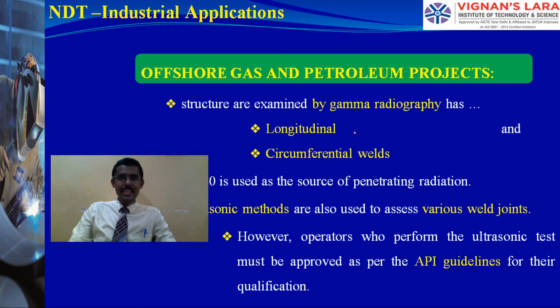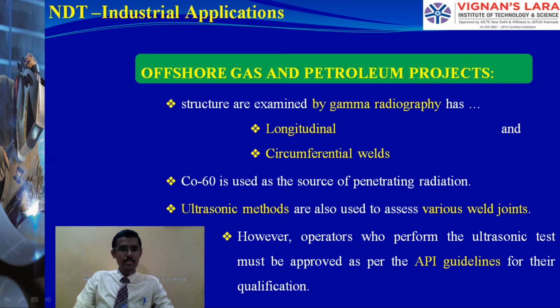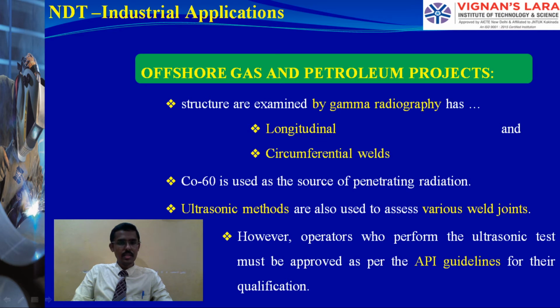Now we are coming to the types of methods used to examine the structures: radiography, ultrasonic, liquid penetrant, and other methods also. Mostly radiography and ultrasonics are used the most. Structures are examined by gamma radiography, for the longitudinal or circumferential welds, whatever it is. So see, weld involvement is here.